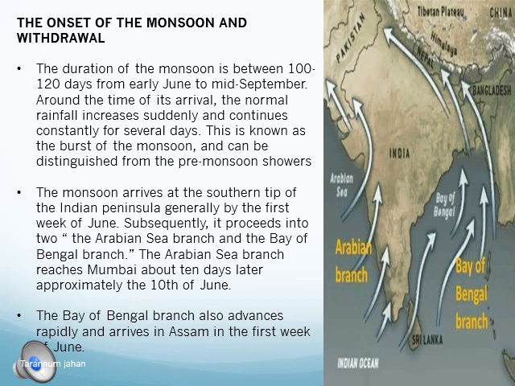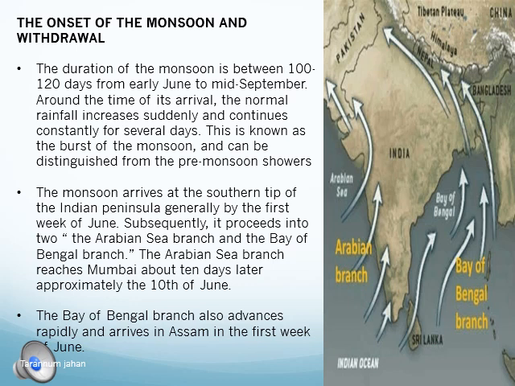Now what is burst of monsoon? Normal rain increases suddenly and continuously. We'll have a rainfall for 2 to 3 days, or sometimes for 6 to 7 hours in a day. That huge rainfall, which suddenly increases and continues raining for many hours or many days, is nothing but the burst of monsoon. And usually this happens when the monsoon enters India. So that is called the burst of monsoon.